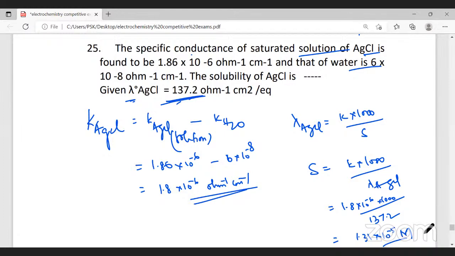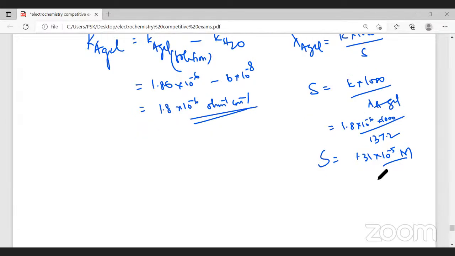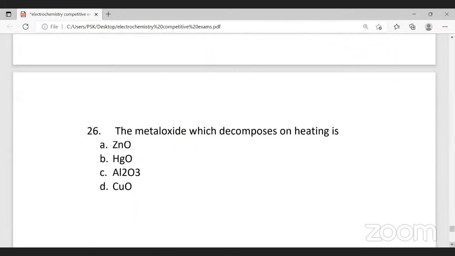Solubility otherwise refers to the concentration of a particular ion in the solution. That's called solubility. Maybe you would have heard of something called solubility product. We have learned solubility products. So the answer for this is 1.31 into 10 to the power minus 5. Is it okay? Followed? Yes, sir. Yeah, the next question.